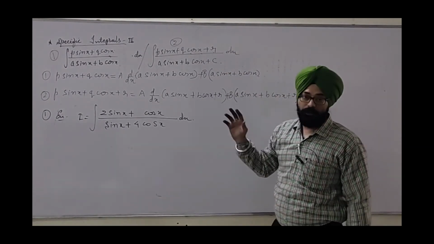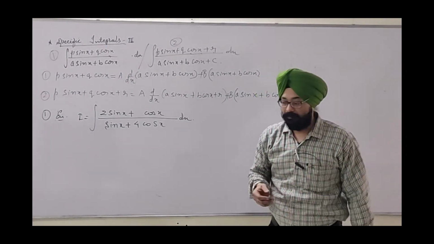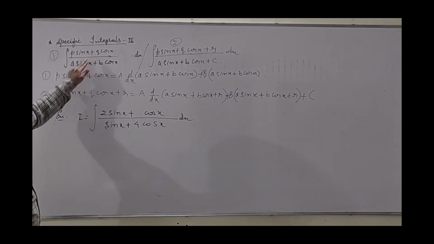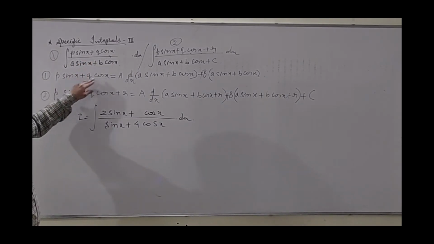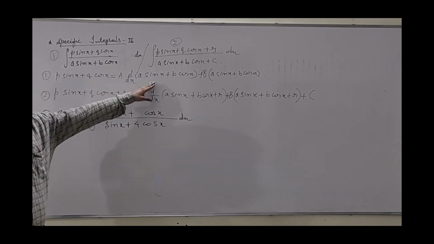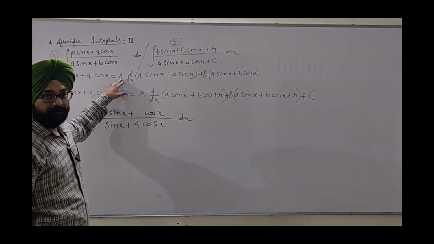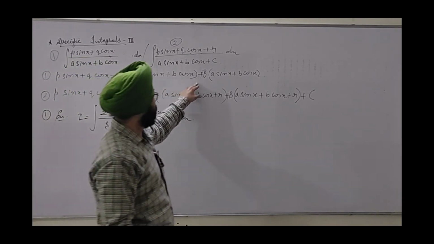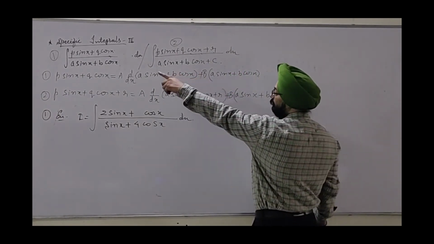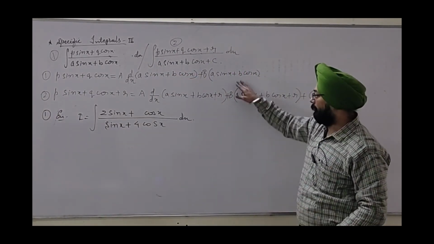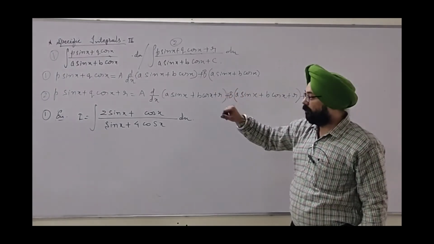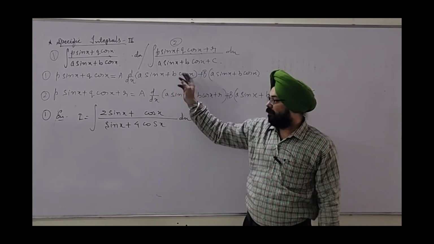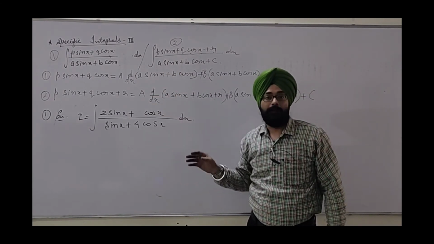So the keynote for how to initiate the method is, for the first one, first of all we will try to understand the pattern. As the numerator has two terms, it will be split up in two terms: capital A d by dx of the denominator plus capital B, another constant, into the denominator, simply multiplied by the denominator. By this method we will split up the numerator, and by comparison we will find the values of capital A and capital B.